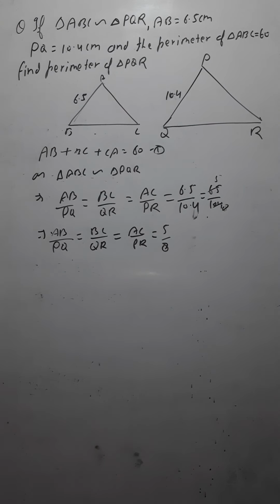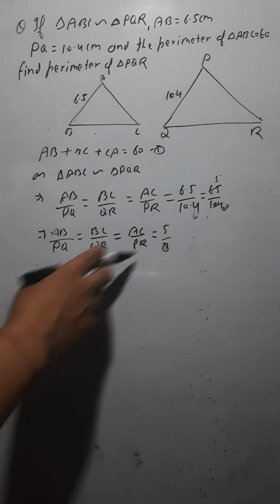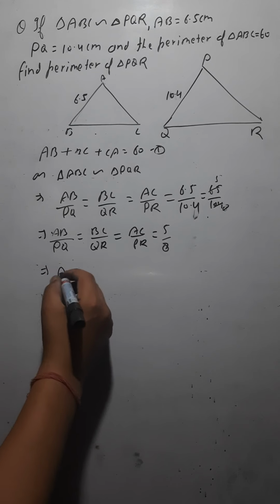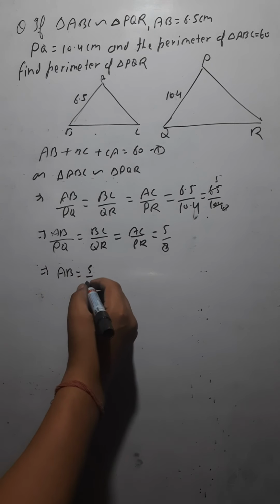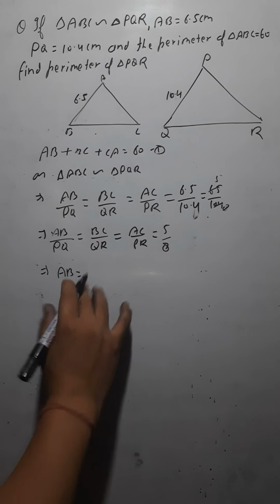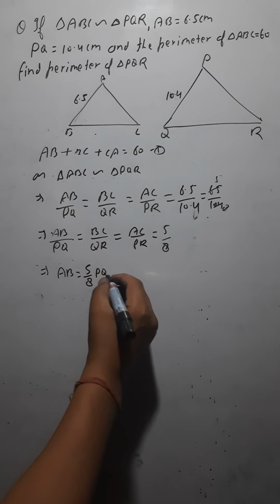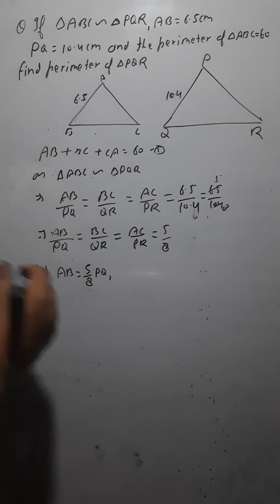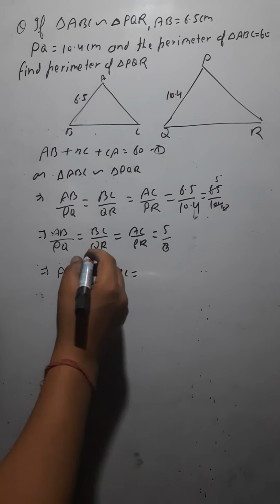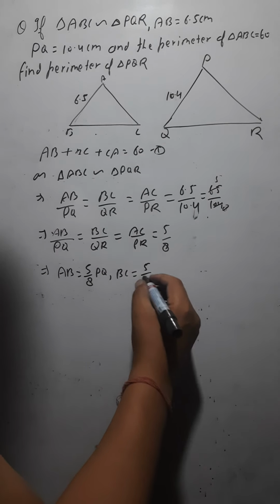So it implies AB is equal to 5 by 8 into PQ, because this PQ would multiply there. It implies AB equals 5 by 8 PQ, isn't it? Similarly BC would be equal to 5 by 8 QR.